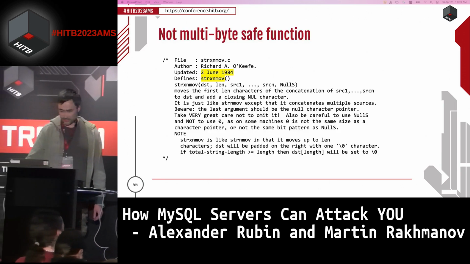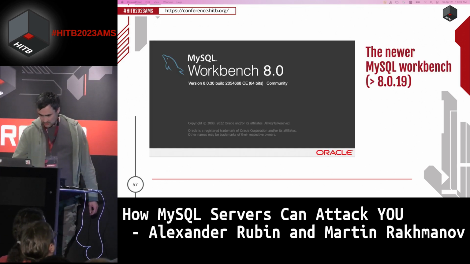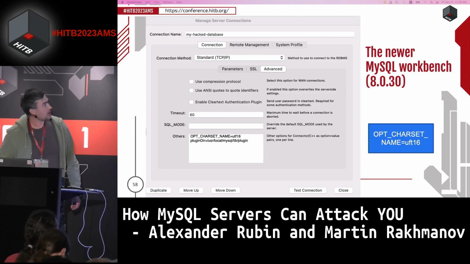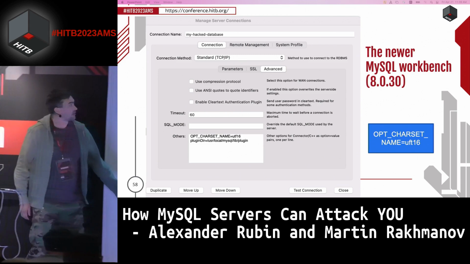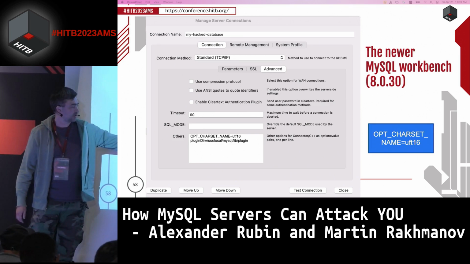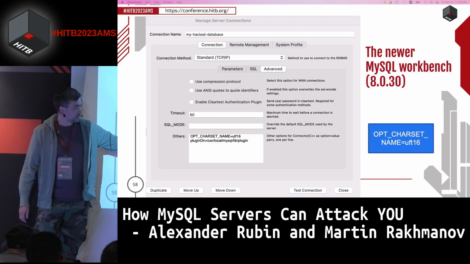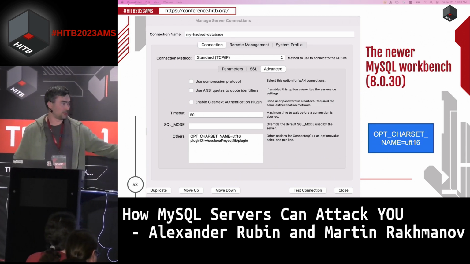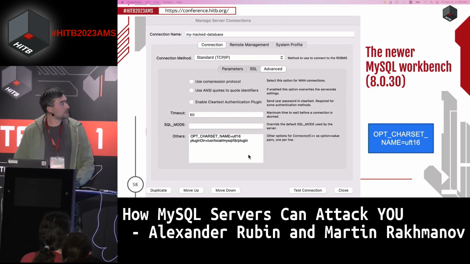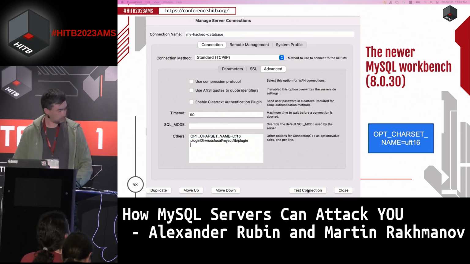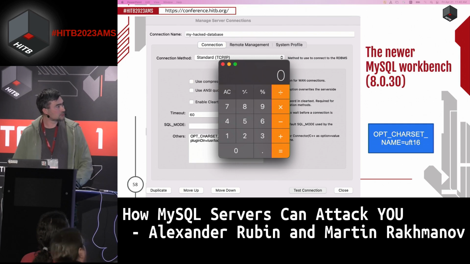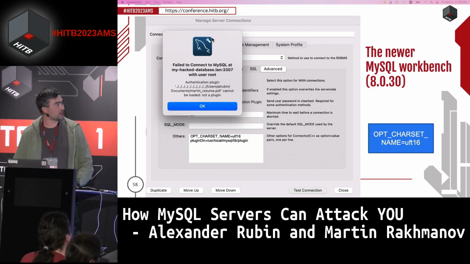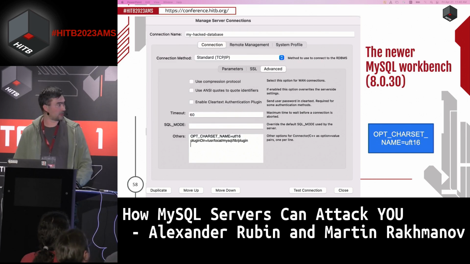So the trick is simple, and this is how it works. In Workbench, we can go to the advanced and specify the character set to be UTF-16. And also we can specify the location of plugin dir. But for this attack, it's not important. The important thing is to be able to set the non-default setting for the character set. Yep. So this is on Workbench 8.0.30, which is patched by the original Oracle fix.